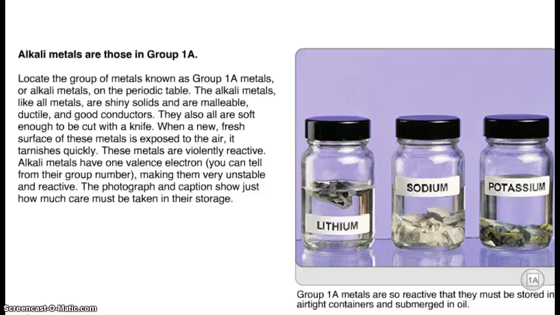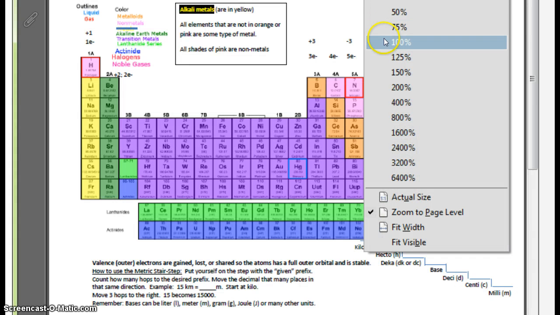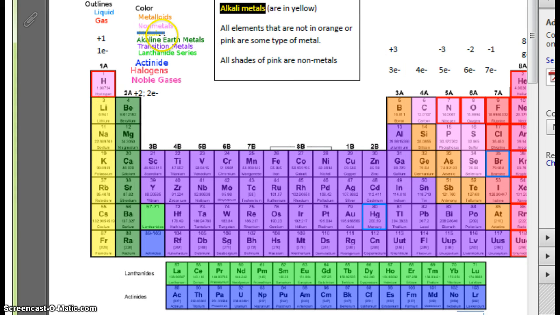Alkali metals are those in group 1A. Locate the group of metals known as 1A metals or alkali metals on the periodic table. So if we look at our periodic table, we will see that the alkali metals are in yellow, and it's the group 1 except for hydrogen, because hydrogen in pink is a non-metal. It's only over here because it has one valence electron. But the alkali metals are the rest of group 1: lithium, sodium, potassium, rubidium, cesium, francium.